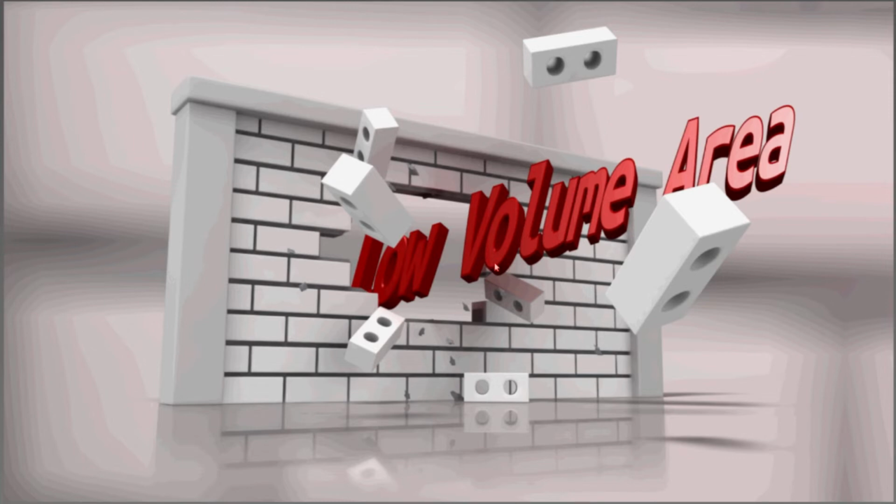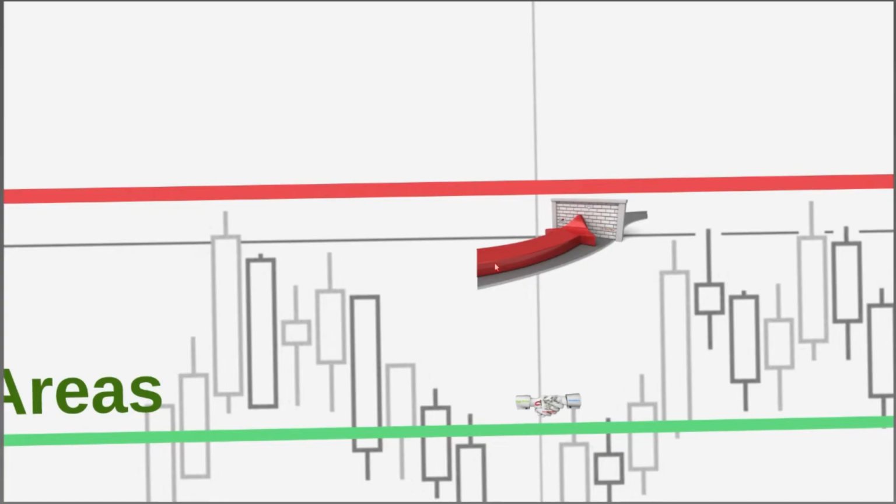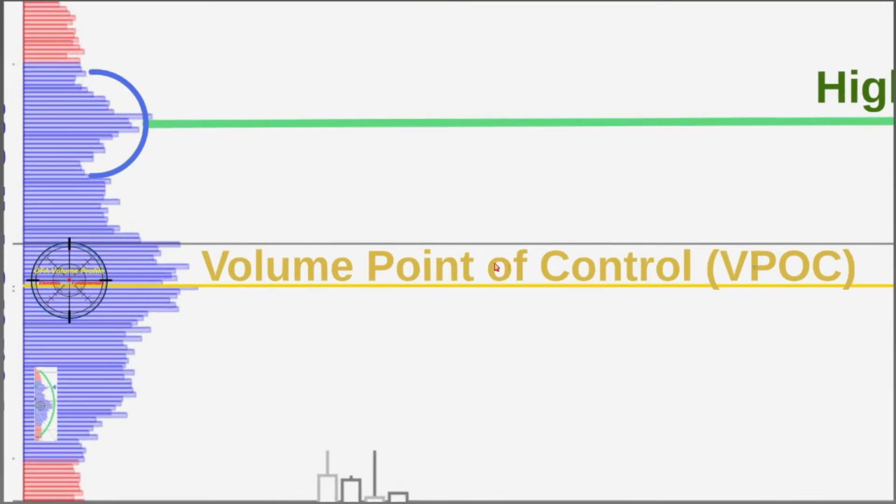And it starts moving away. It starts moving back down, and you take your first scale 1 or 2 ticks out in front of the high volume area of that distribution. Again, I'm going to show you what that looks like. So low volume areas either act as brick walls, or they act as slingshots where price comes smashing through that level. Another element of the volume profile is this thing called VPOC, or volume point of control.